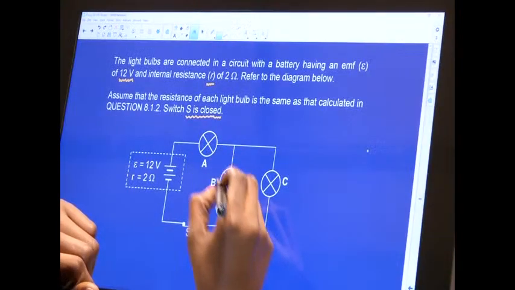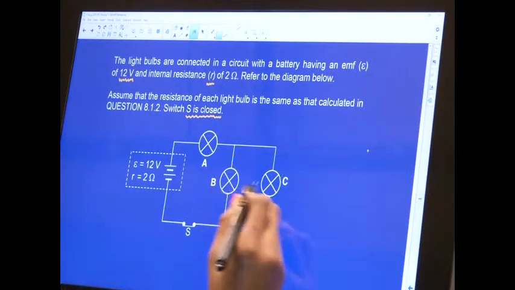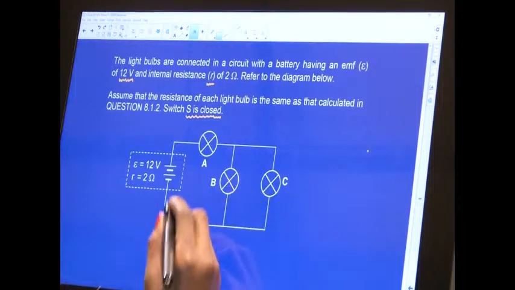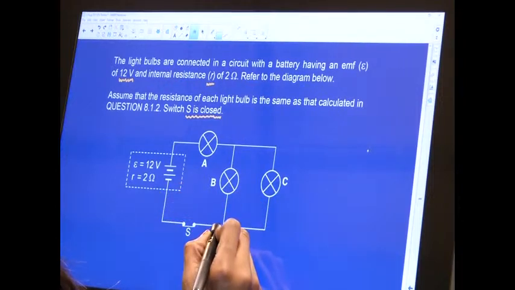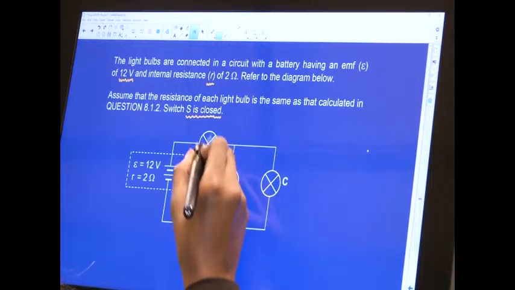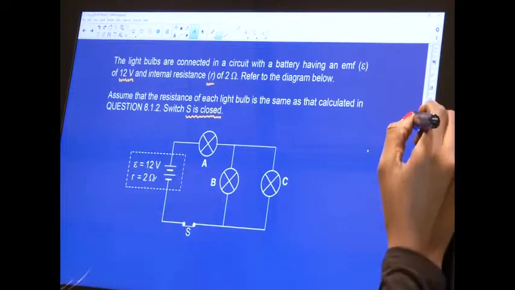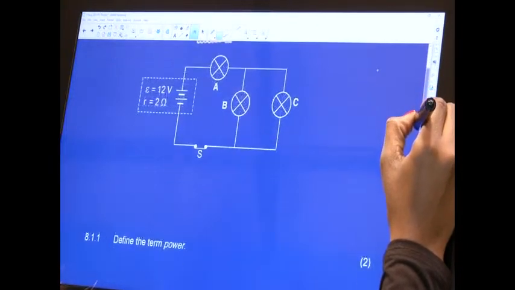So now let's look at the circuit. I can see that I've got 3 light bulbs, A, B, and C. I can see that B and C are parallel to each other, which means if you use your finger and go all the way, the current from here will split between B and C, but the same current will flow through A. I can see that there's my switch, then I've got my EMF as well as my internal resistance.